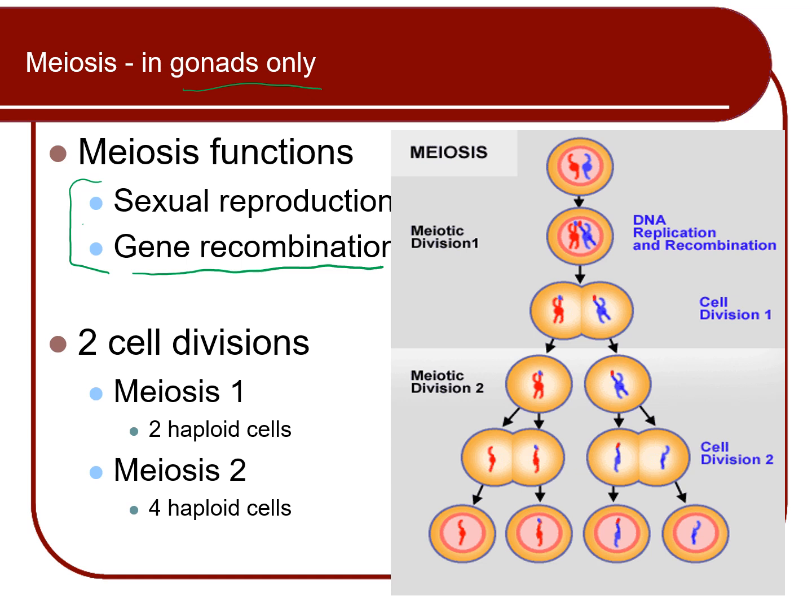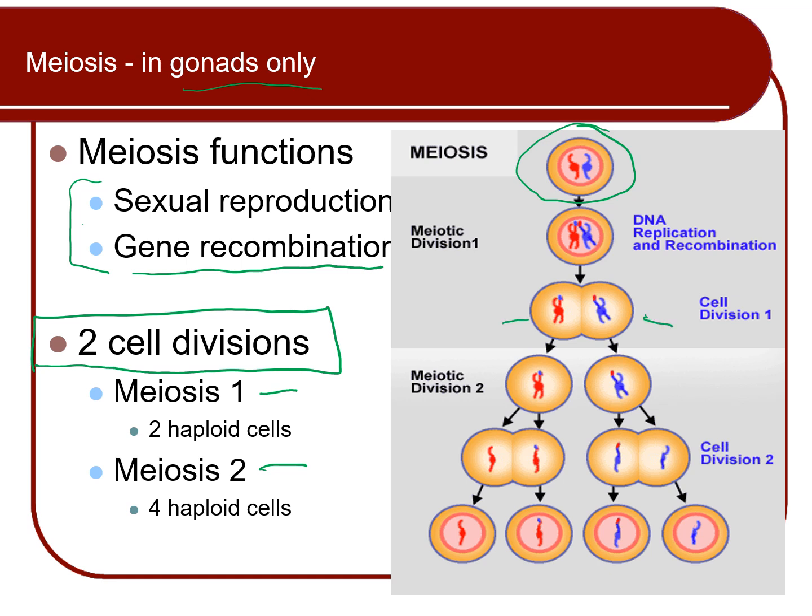So in order to do that, meiosis goes through 2 rounds of cell division. In mitosis, we only had 1 round, but in meiosis we have 2, and they're cleverly called meiosis 1 and meiosis 2. So you start off with your normal diploid cell. It goes through meiosis 1. You get 2 daughter cells, each of which are haploid.